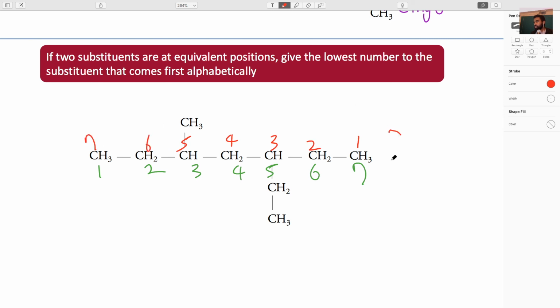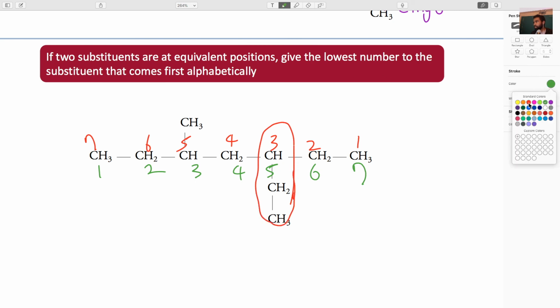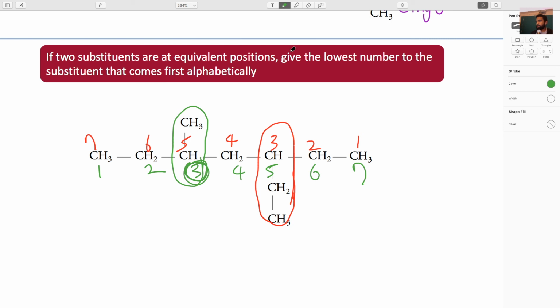Now, which way should we go? We're not sure, because in either case, we're going to have some child that will have 3. So here we would have a child that has an address of 3. And if we go with the green direction, we also have a child with an address of 3. So what direction should we go? It says that if two substituents are competing like this, we should give the lowest number to the one that comes first alphabetically.